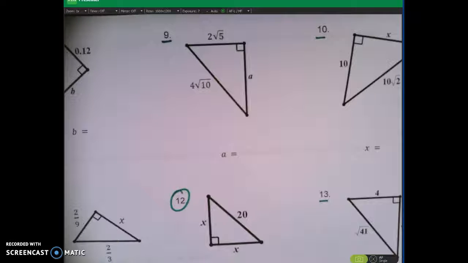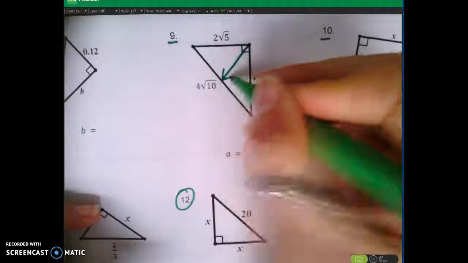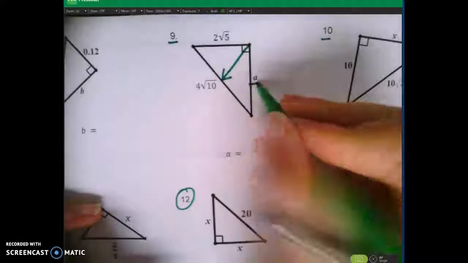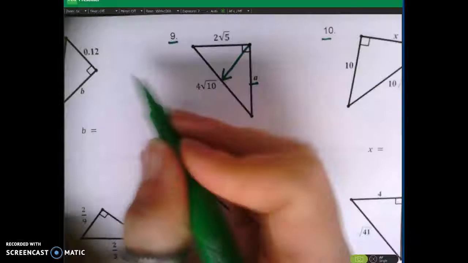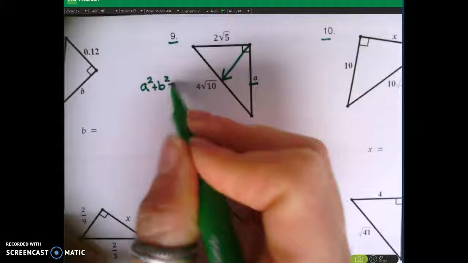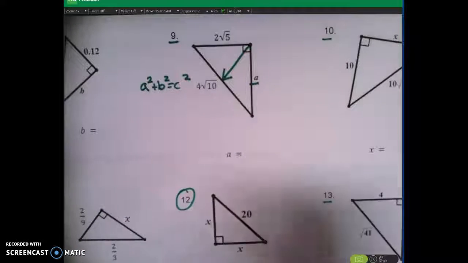We're going to do number 9 together, and you're going to do 10 and 13 on your own. So let's look at number 9. Let's draw our arrow so we don't make any silly mistakes. We know that our missing length is a leg, and they say it's a. So when I write my Pythagorean theorem, a squared plus b squared equals c squared, and again, if you need more room, please move to your opposite page.